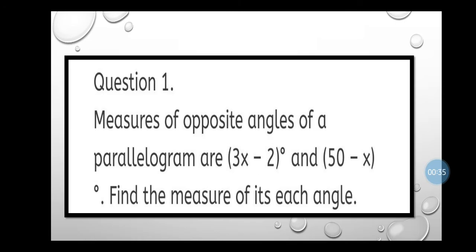Measure of opposite angles of parallelogram are 3x minus 2 degree and 50 minus x degree. Find the measure of each angle. So we have already studied the property of parallelogram, that is opposite angles of parallelogram are congruent. If we know the measure of one angle, we can find the remaining angles. So let's start.